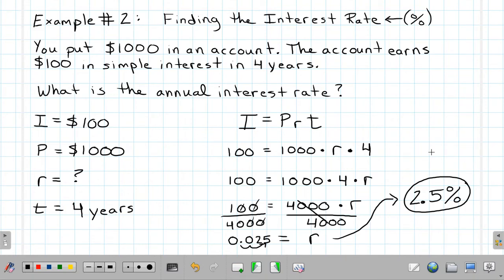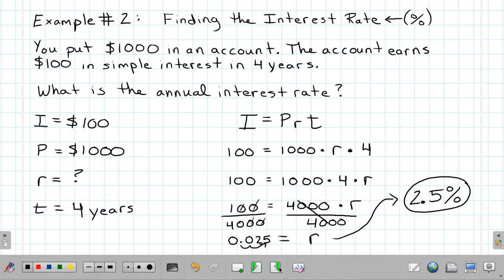Once again, all we did was plug in what we knew from the question and solve for what we didn't know. So we solved for R, which we ended up seeing is 0.025, which, if we move the decimal place over 2 places, is 2.5%.